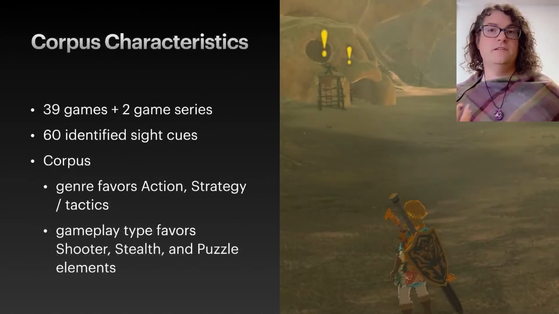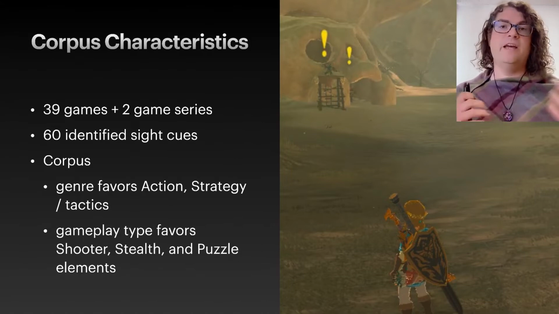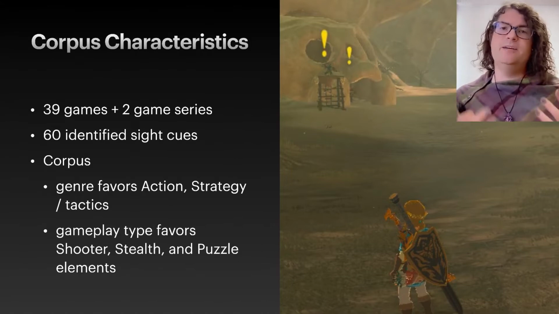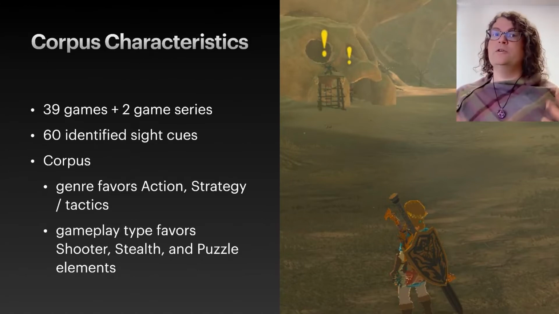As for the characteristics of our corpus, we had 39 games, including 2 game series. Out of these, we identified 60 sight cues, and the corpus really favors action games and stealth games. These are games where it really matters when one agent sees another, where that's really core to the gameplay.